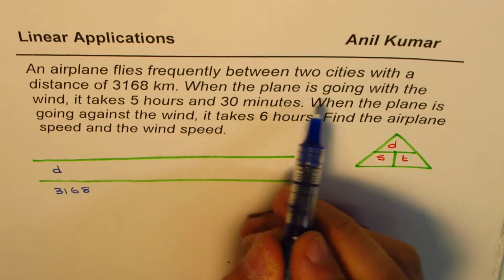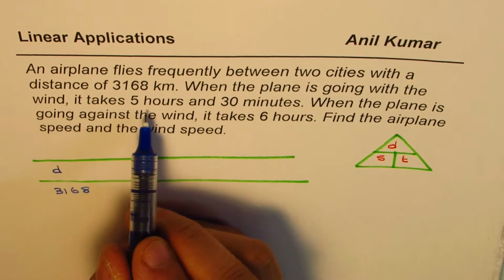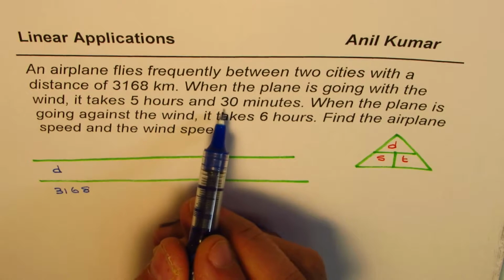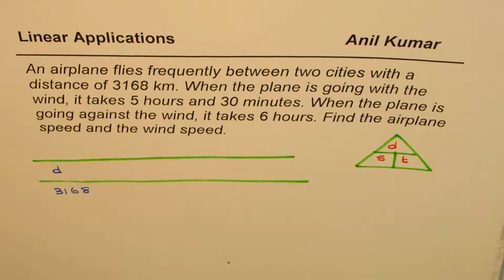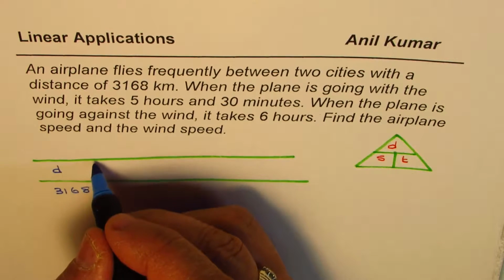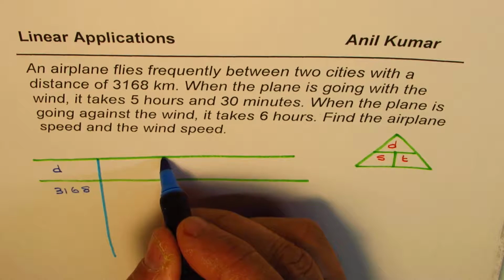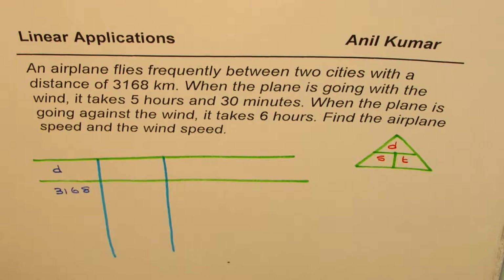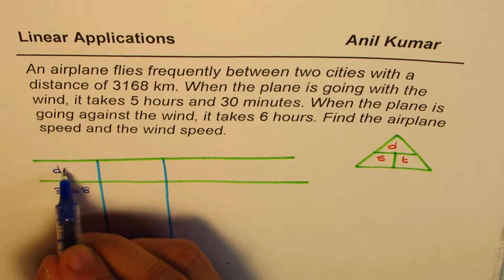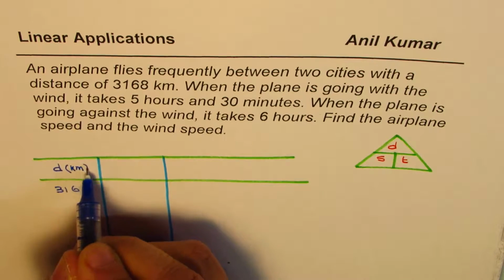When the plane goes with the wind, it takes 5 hours and 30 minutes. So we have another column here. Let me just draw a column here. As we are reading, we are trying to write down these values in the form of a table. It's good to write units also. So distance is in kilometers, okay.